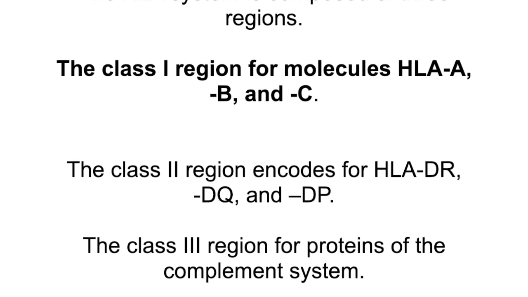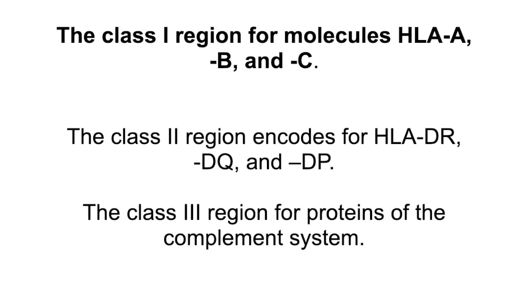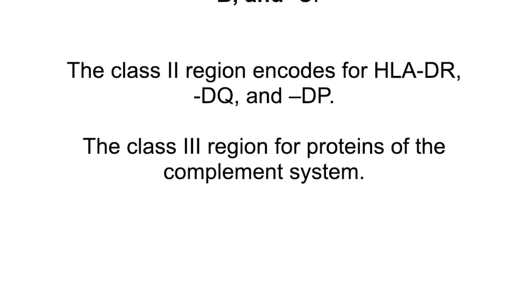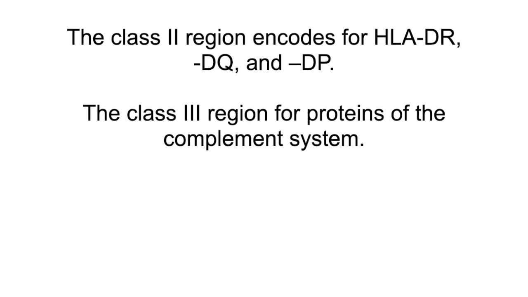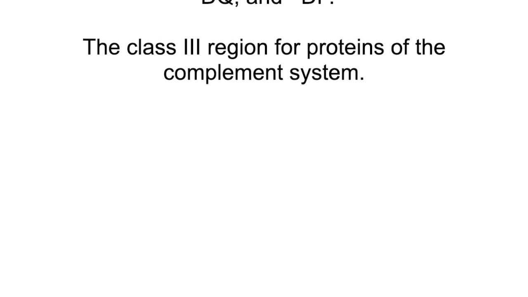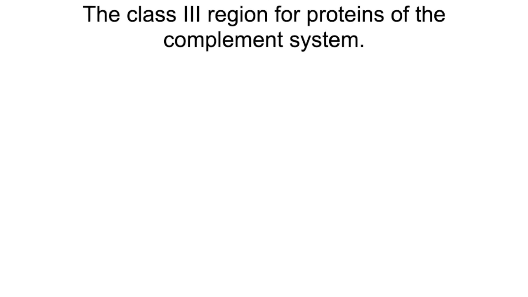The HLA system is composed of three regions: the class I region for molecules HLA A, B, and C. The class II region encodes for HLA DR, DQ, and DP. The class III region for proteins of the complement system.